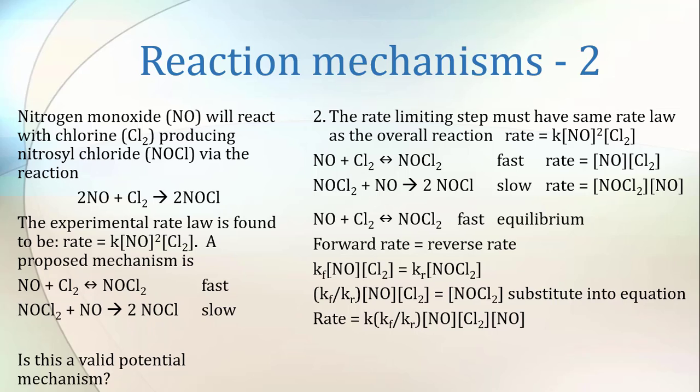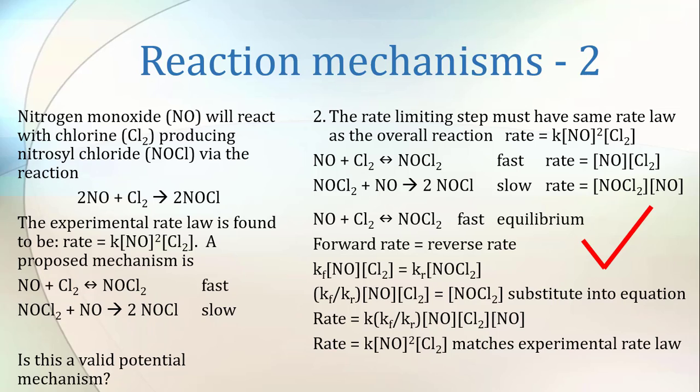Now we can substitute that into the rate law equation for the slow step. You get rate equals a constant. That looks like this. We're going to simplify things. The constants become one constant. The nitrogen monoxides, there are two of them, so you can square it, and you get rate equals a rate constant times the concentration of nitrogen monoxide squared times the concentration of chlorine. This matches the experimental rate law, so we have met the requirements for condition 2. Therefore, we can answer the question, is this a valid potential mechanism, with a simple word, yes.